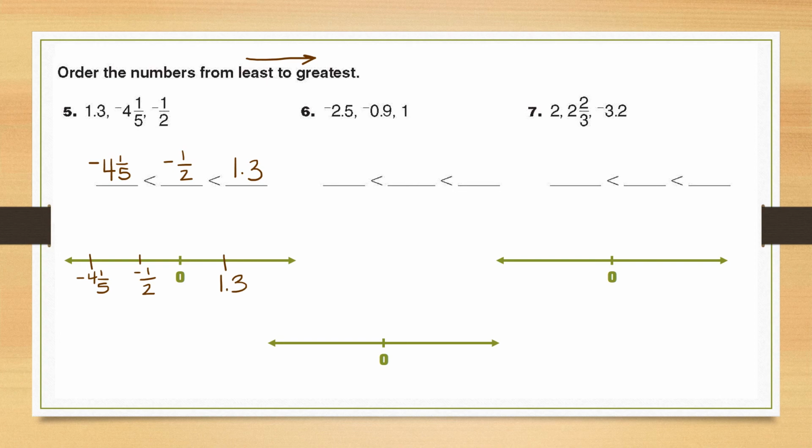Question number 6. -2.5, -9/10, and 1. 1 is our only positive number, and it falls to the right of 0. It's going to be our greatest value.